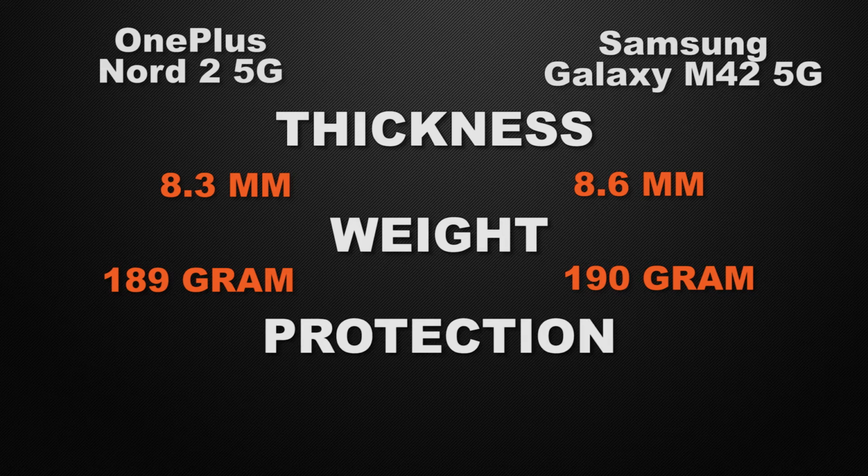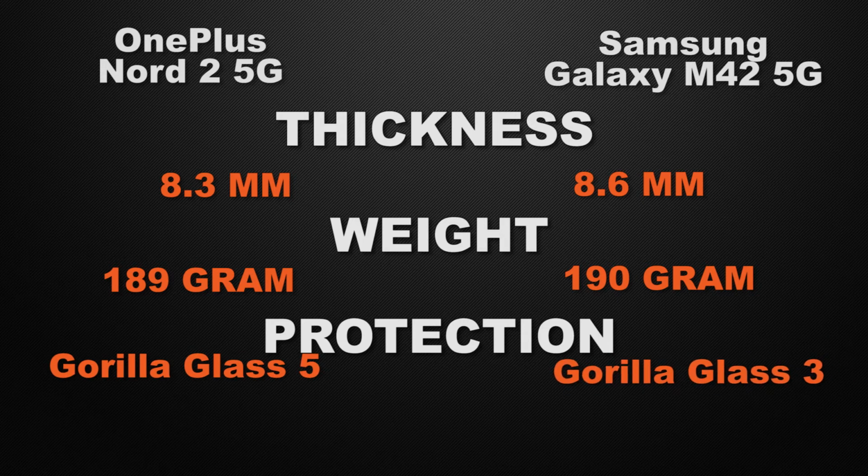And about the protective glass of the devices, Nord 2 has Gorilla Glass 5, whereas M42 has Gorilla Glass 3. So the winner here is Nord 2 because it has a newer generation of glass.